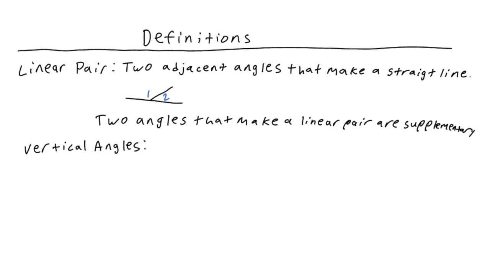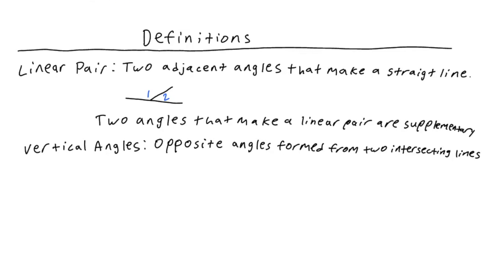Again, we've talked about these before, but we're going to be using these a lot. Vertical angles are opposite angles that are formed from two intersecting lines. So remember, two intersecting lines, the opposite angles are vertical angles. So 1 and 2 are vertical angles. And remember, vertical angles are congruent. So they're always equal to each other. They're always the same. So linear pairs are always supplementary, vertical angles are always congruent.